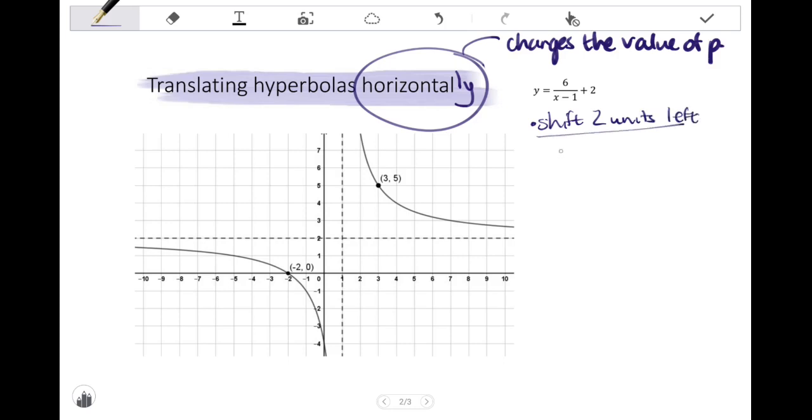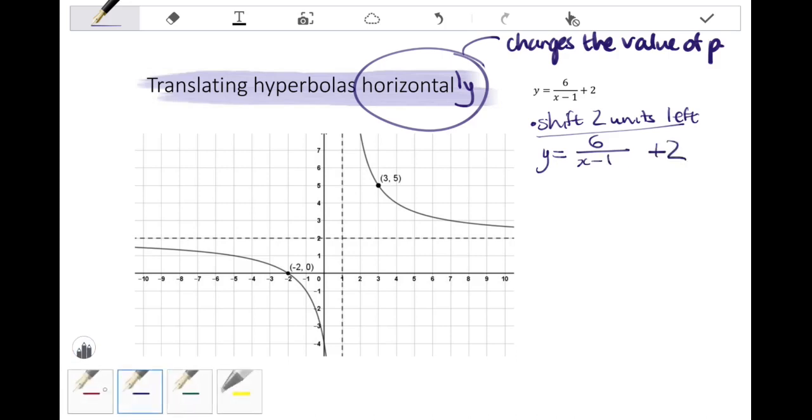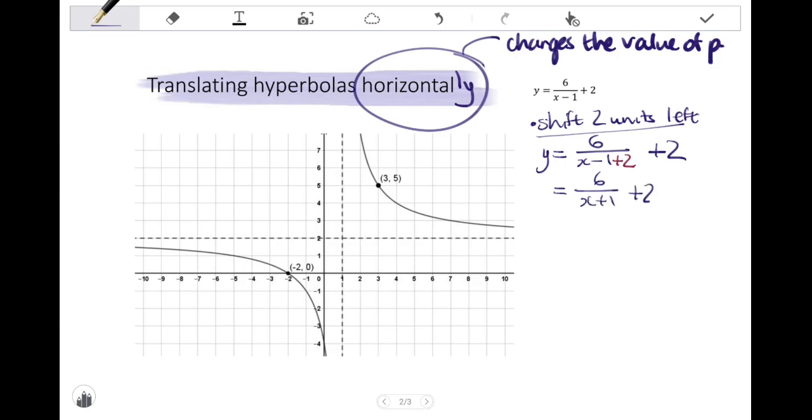let's start with the equation now. If I'm shifting left, it means that I'm going to be adding a value to x in the denominator. So I have my original graph, y equals 6 over x minus 1 plus 2. Now, to account for the shifting 2 units left, I'm going to add 2 to x in the denominator. So now I can simplify that, and I'm left with 6 over x plus 1 plus 2.